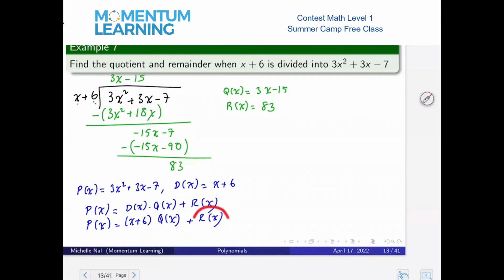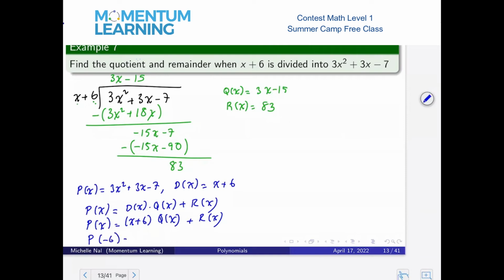Remember, I'm interested in r of x, so I do not care about this part here. So to get rid of this x plus 6 times q of x, what do I need to do? Assuming we don't know the quotient, we want to get rid of this product here. To get rid of a product, you want one of these to be a 0. It is easier to make this one a 0, right? Which means x equals negative 6.